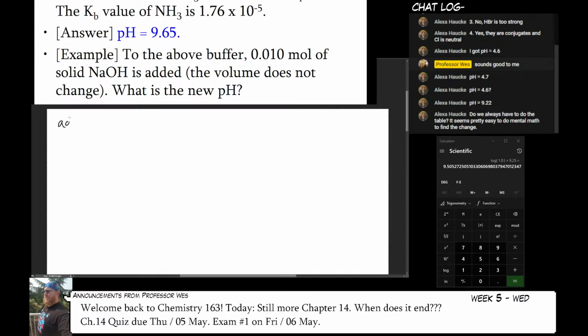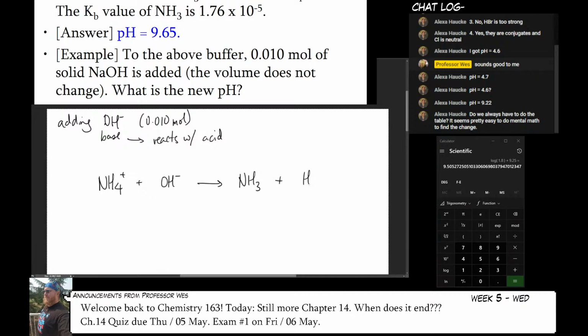So we are adding sodium hydroxide. And how much of it are we adding? We're adding 0.010 moles. So this is a base, which reacts with the acid part of the buffer. So we will write the acid part of the buffer. So that should be this. And then again, this is neutral.